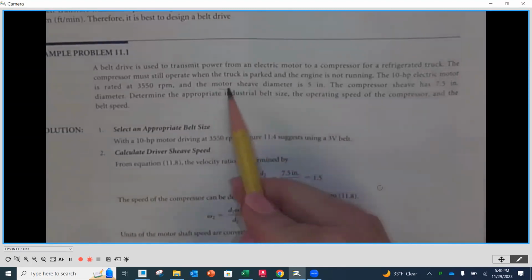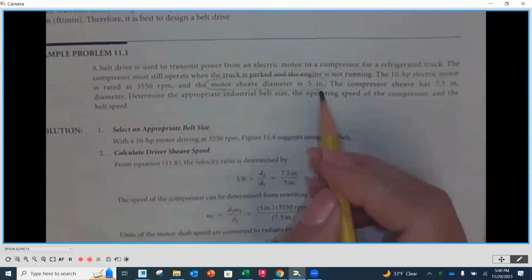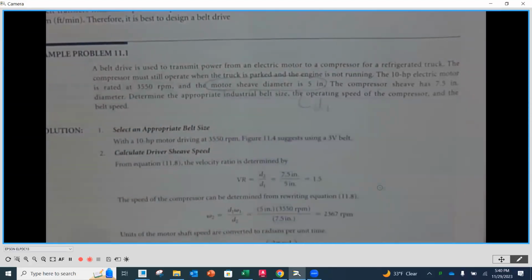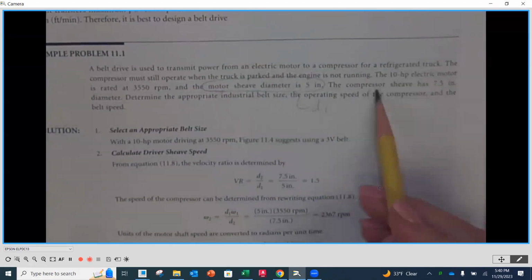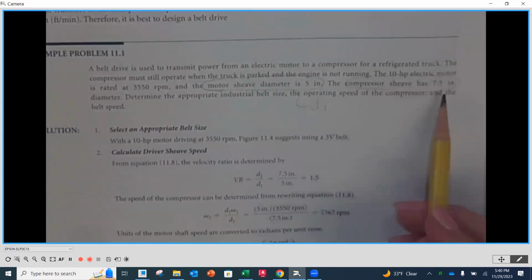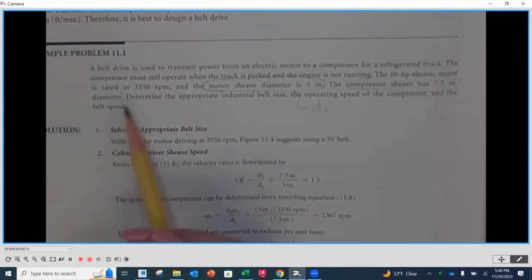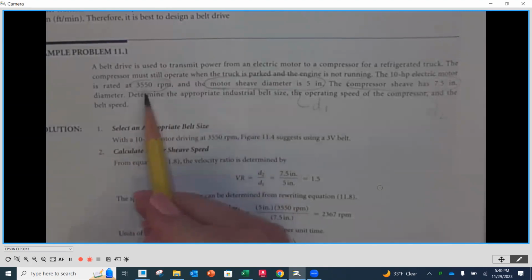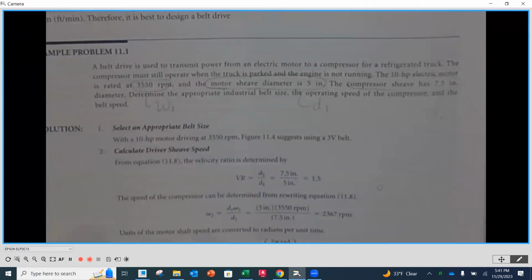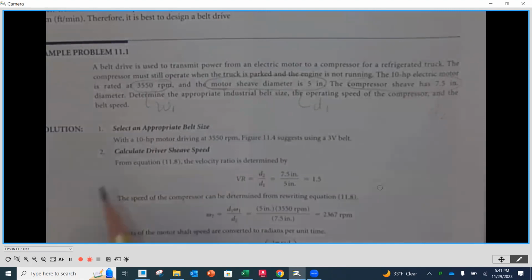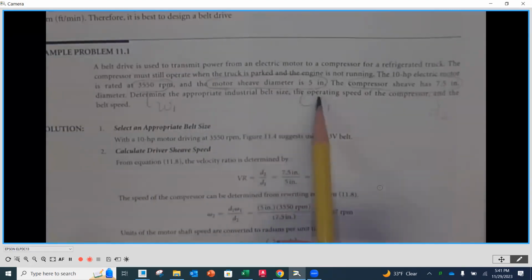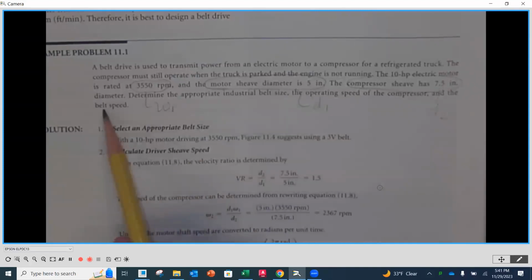So this right here, the motor, is going to be our input. This is going to be D1. And then they're giving us the compressor sheave, which is the output. This is going to be our D2. Make sense? The larger one is D2, the smaller one is D1. The motor itself is rated at 3550. That's going to be our W1. And then the horsepower they're giving us. Now, did they say determine an appropriate industrial size belt, the operating speed of the compressor, and the belt speed?